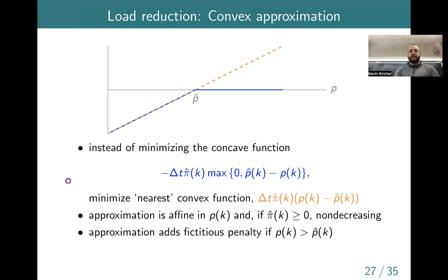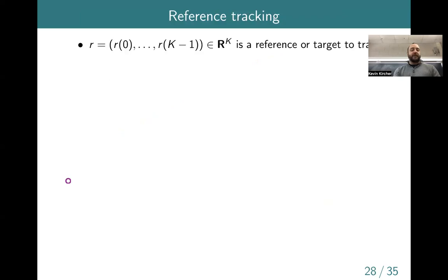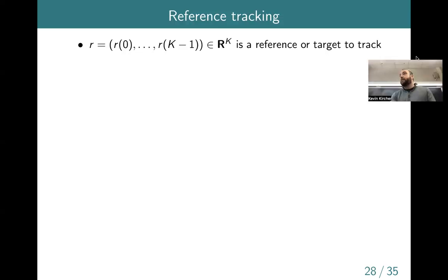Okay, I think we're getting to the end here. So, reference tracking. The idea here is that we have some power signal given to us by somebody, probably the grid operator, the ISO. And then our goal is to wiggle around our power consumption, maybe relative to a baseline or maybe just the absolute power consumption, in order to track this signal.